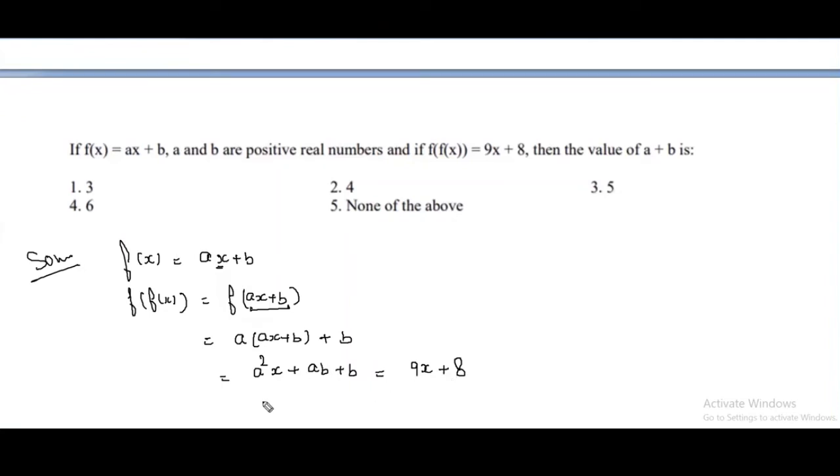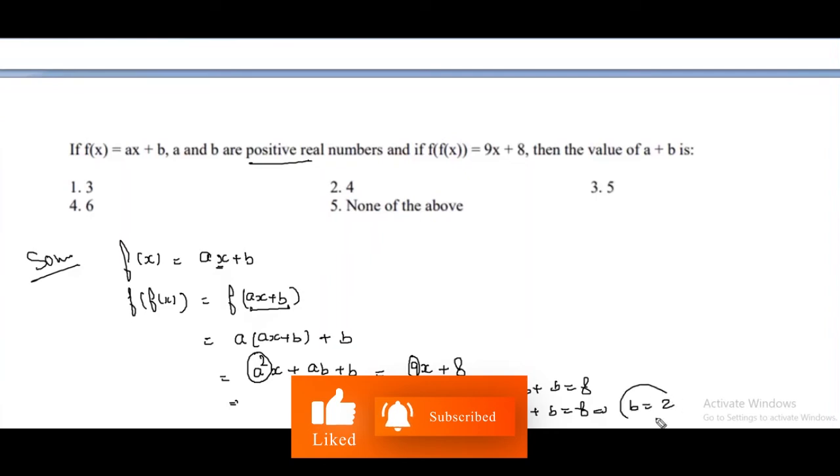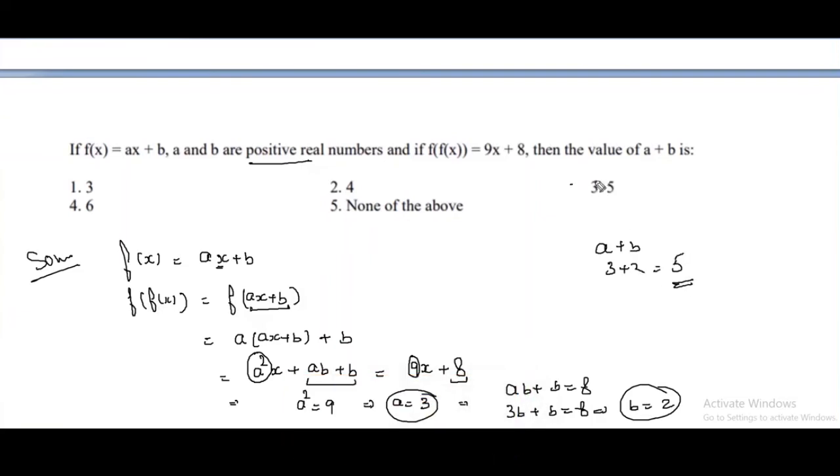So if it's given 9x plus 8, can I say a square is nothing, it is 9, and ab plus b is nothing, it is 8, and they are given positive real numbers. So if a square is 9, a definitely has to be 3, and ab plus b is 8. So 3b plus b is 8, so 4b is 8, so b comes out to be 2. So b is 2 and a is 3. He is asking the a plus b value. What is a plus b? A plus b is 5. Option 3 is the correct answer.